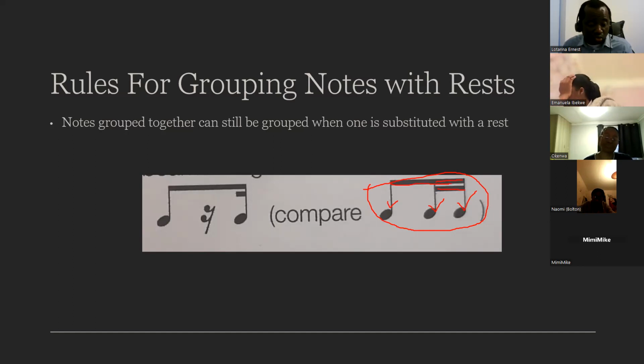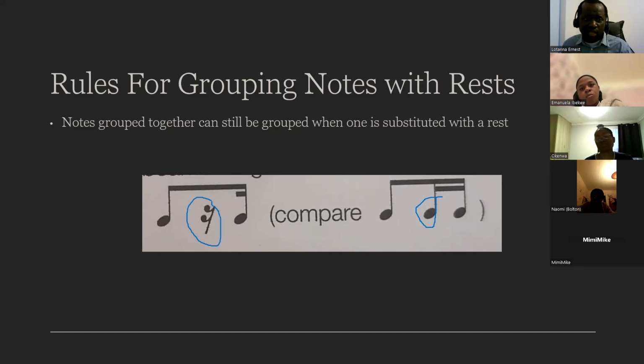But let's assume, for example, that we want to change the middle notes as rest. So what will you do? Let's say this note, we want to change it as rest, which is this. Yes, you just leave it there and the beam is still maintained. So that means you can beam across a rest, as long as your beaming across the rest does not cancel any of the rules we have stated before.